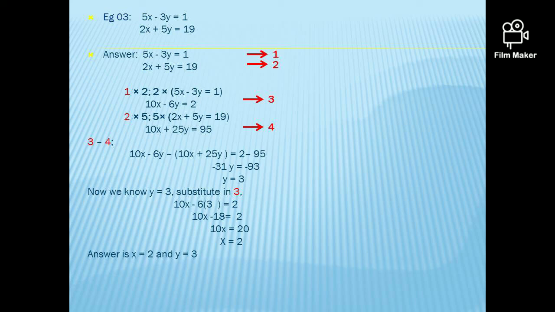Then we know the answer for y equals 3. Substitute y equals 3 into the third equation. Here also the preference is not important whether to substitute in 1, 2, 3 or 4. Any equation you can substitute and you can obtain the same answer. Therefore you get the answer 10x minus 6 times 3 equals 2. If you simplify this, you will obtain the answer x equals 2. Then the answer for these simultaneous equations would be x equals 2 and y equals 3.